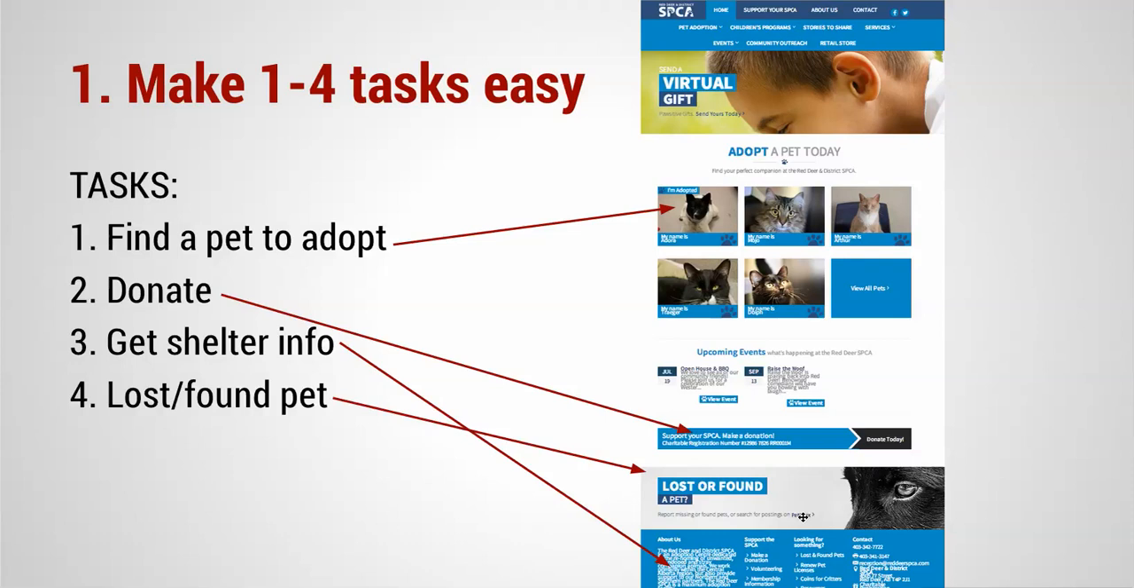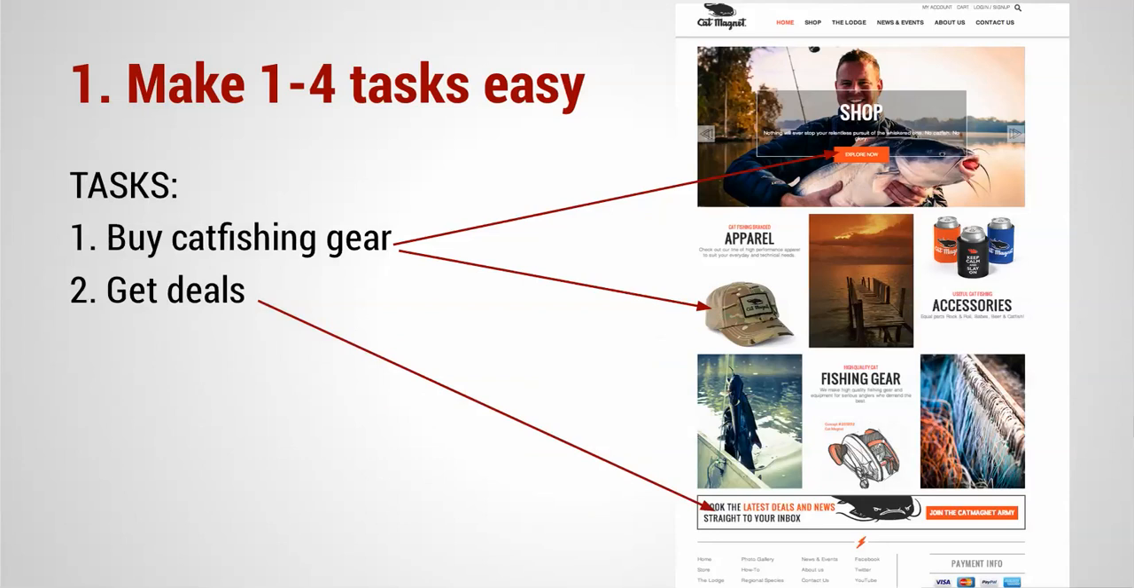So you want to make sure that your homepage is giving people a really easy way to do what they came to do. Let's look at a few more examples. This is a catfishing site that sells gear for catfishers. So what do people want to do? Well, they're trying to buy catfishing gear.